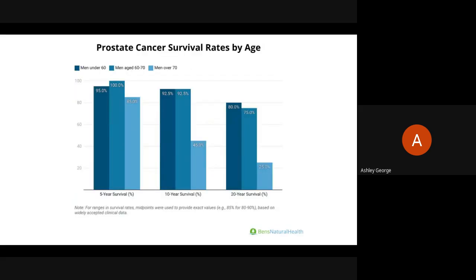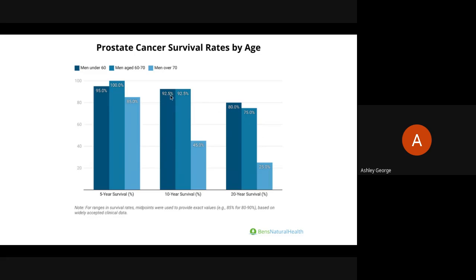So the prostate cancer survival rates by age, as you can see here, the survival rate is relatively high, especially compared to other cancers. I've heard, talking with physicians before, they say prostate cancer sometimes, you don't die of prostate cancer, you die with prostate cancer. It's something that can be very longitudinal.